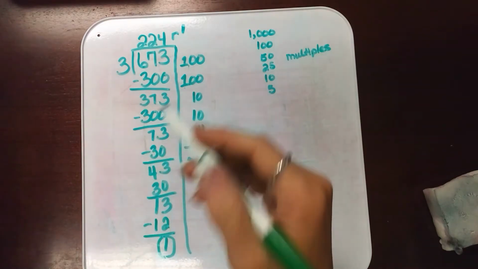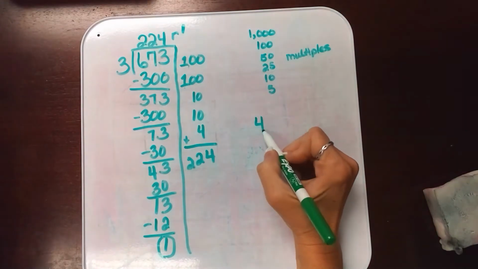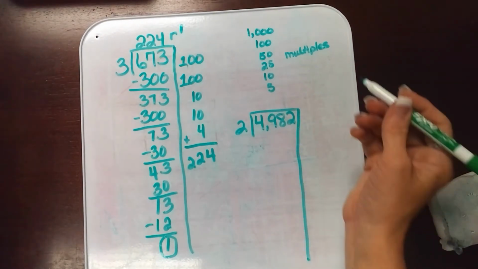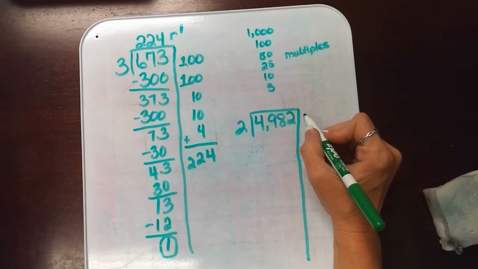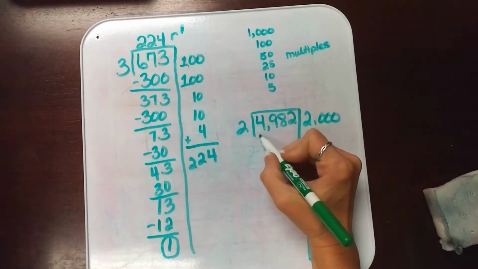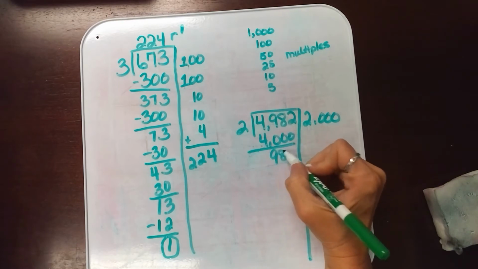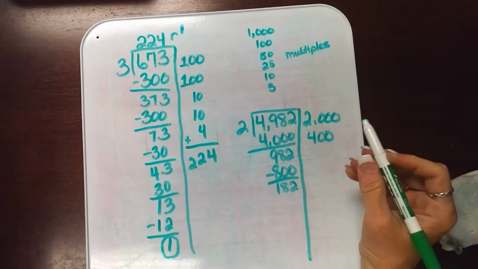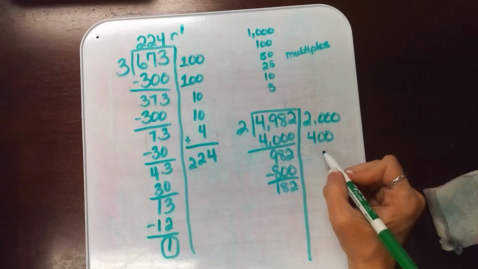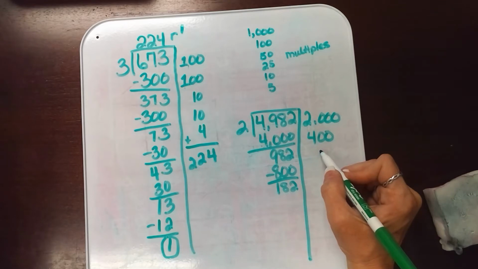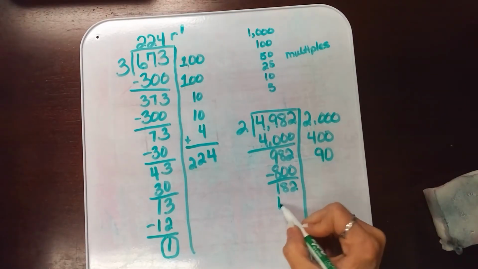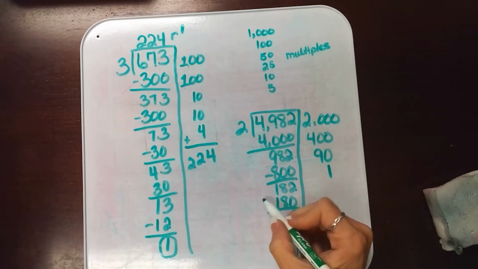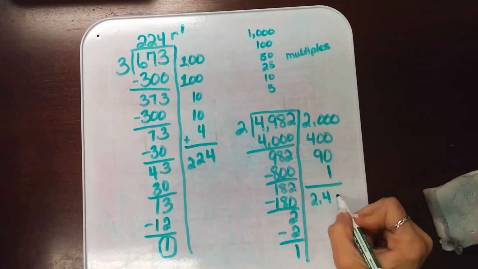As I said, students can take out multiples. So let's say I have the problem 4,982 divided by 2. I know that 2 times 1,000 is 2,000, 2 times 2,000 is 4,000. That leaves me 982. I know 400 times 2 is 800. That leaves 182. I know that, let's see, 90 times 2 is 180. So that leaves me 2, and I have 1. And my answer is 2,491.